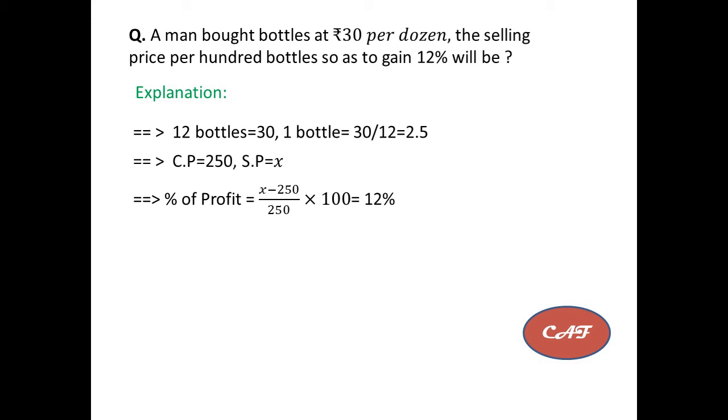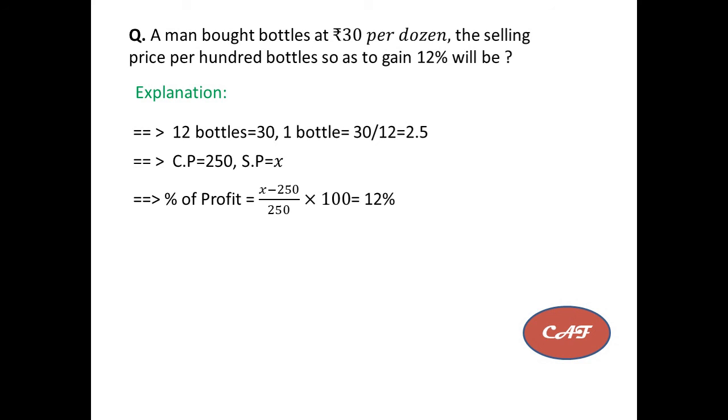So if you see here, CP is equal to how much? 100 bottles. So 100 bottles into 2.5 rupees. Total I will get 250 rupees. SP is equal to, we have to find out. So SP is equal to X. So percentage of profit is equal to profit by CP into 100. Profit is equal to SP minus CP. So X minus 250 divided by 250 into 100 is equal to, they gave 12%.